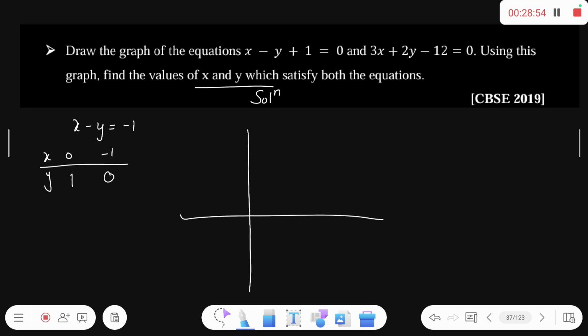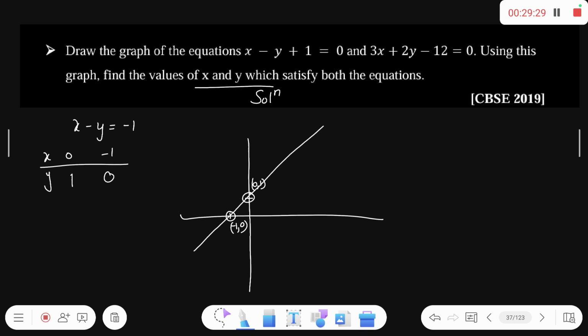Now put this solution on the graph paper. x 0, y minus 1. So this is your point. Sorry, I have put it wrong. The first solution is when x is 0, y is positive 1. So this is your solution, 0, 1. Next is when x is equal to minus 1, y is equal to 0. So this is your next solution, that is minus 1 comma 0. From this, draw a straight line.